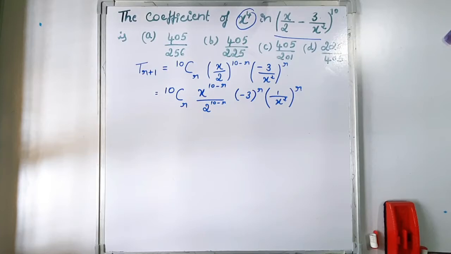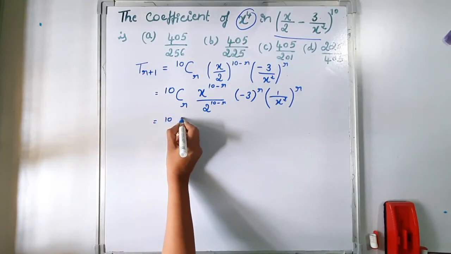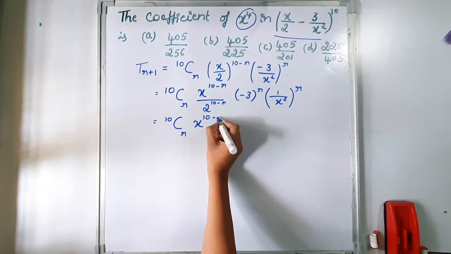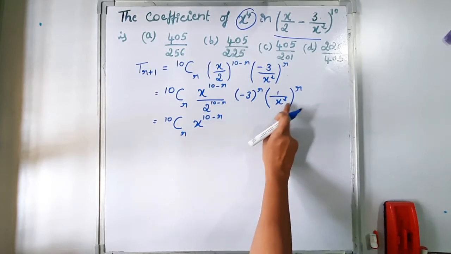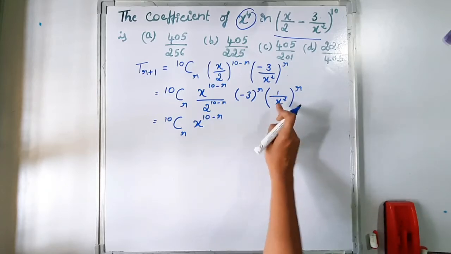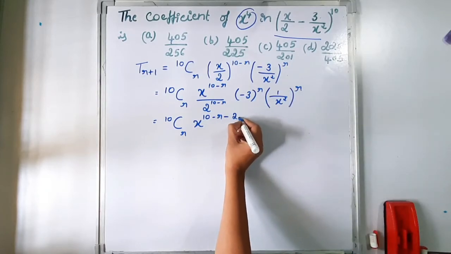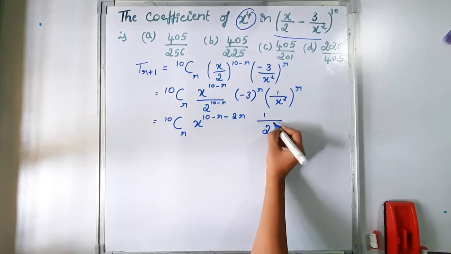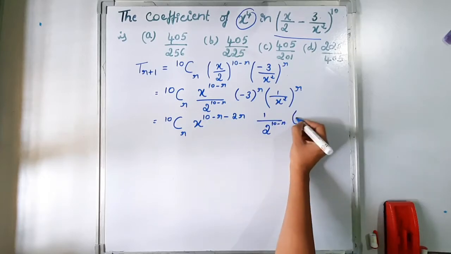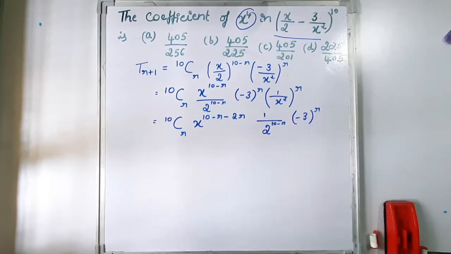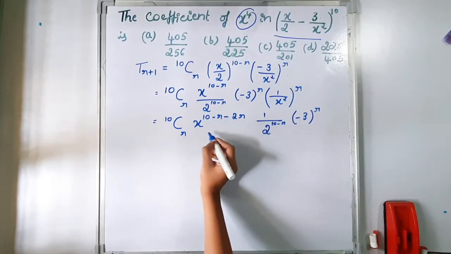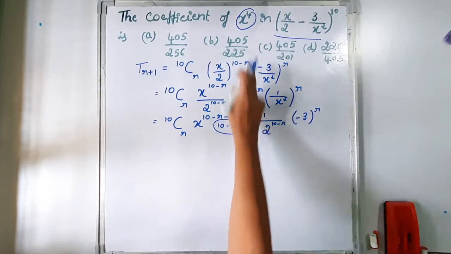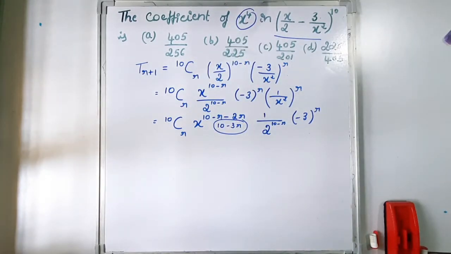So in this step also you can write directly. It will be 10Cr, x to the power, I will collect x to the power 10 minus r, and here 1 by x to the power 2r. So when it goes up it will be minus 2r, right? Remaining with 1 divided by this as it is, 2 to the power 10 minus r into minus 3 to the power r. So now this is 10 minus r, I can write this as 10 minus 3r, right?